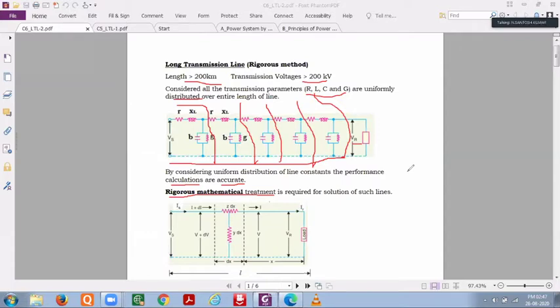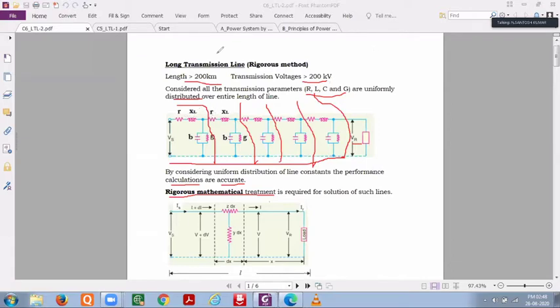I'll explain that concept in the next class, because as we do this analysis today, the time will almost be over. So we'll do this analysis today, and in the next class, that is tomorrow, we'll see the wave traveling concept. Your constants are distributed uniformly.